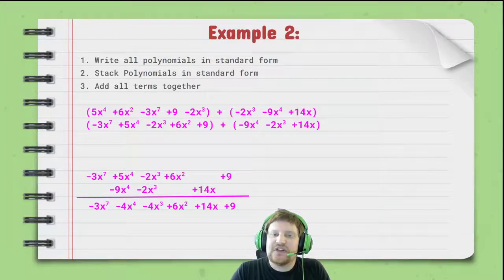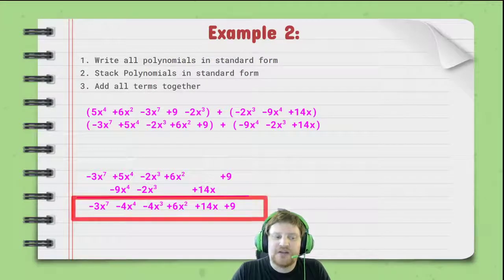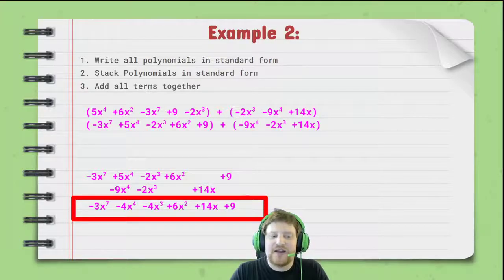Now I look to see if there's anything I need to eliminate. In this case, I don't see any zeros, so I can just box this as my final answer. Do notice that I don't have an x to the 6th or an x to the 5th, but I don't leave space for those and I don't put a 0x because they don't exist.